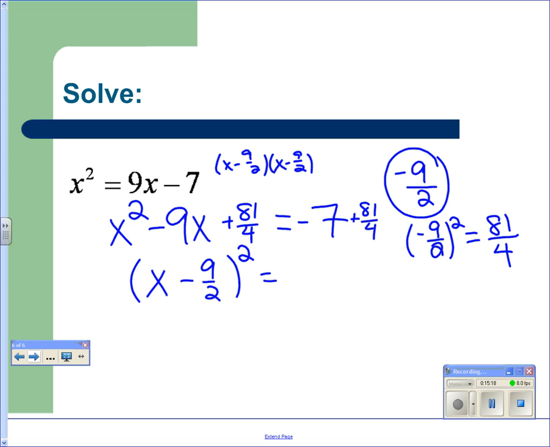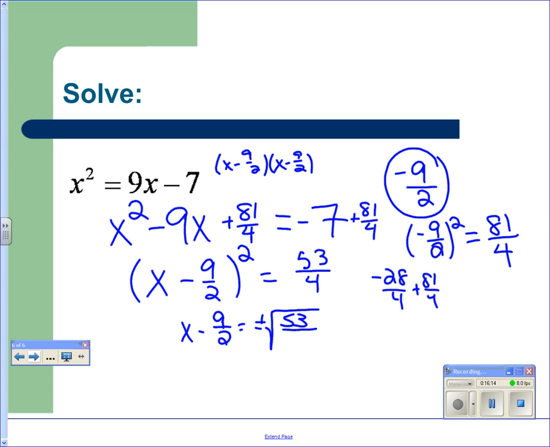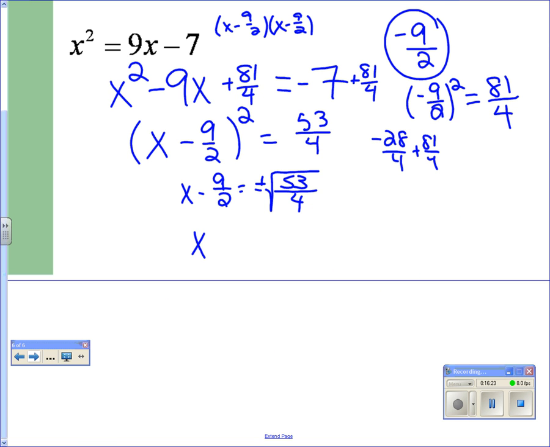Okay, so equals what? Always negative. 81 minus 28. Make the negative 7 negative 28 over 4 plus 81 over 4. Does that make sense? Any questions to get to this step? None? Okay. What do you do next? You agree so far? And then what do you do? Add 9/2.